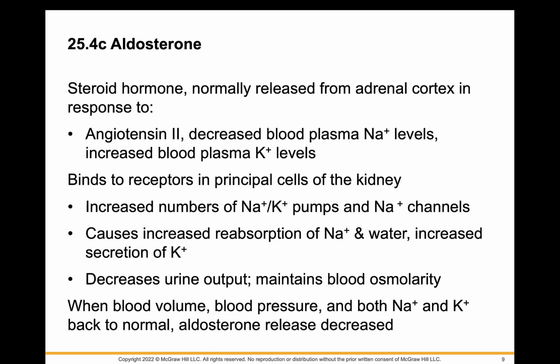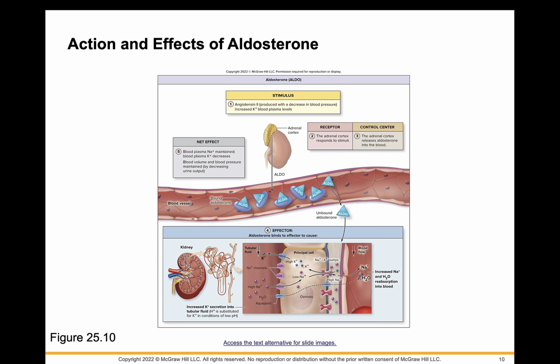When blood volume, blood pressure, and both sodium and potassium are back to normal, there will be a decrease in the release of aldosterone. So here we actually see the figure demonstrating the action of aldosterone. If we look at the stimuli, angiotensin II produced with a decrease in blood pressure. Also, when we see an increase in potassium levels, or if we look at low levels of sodium. Remember, sodium reabsorption is the primary function here.